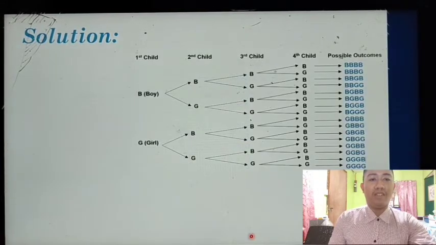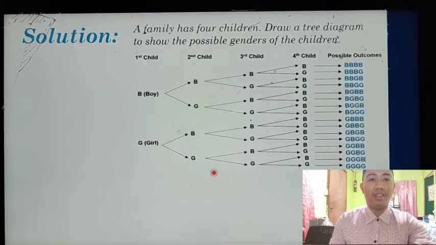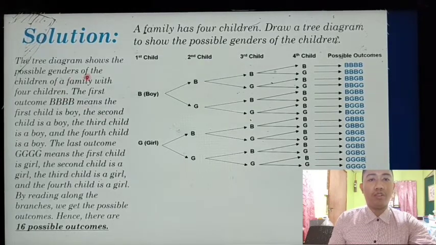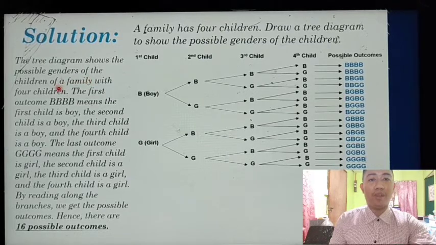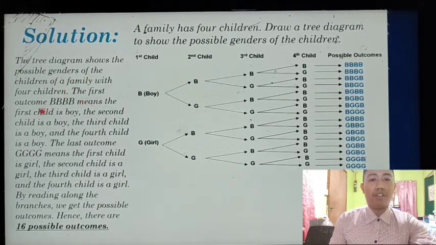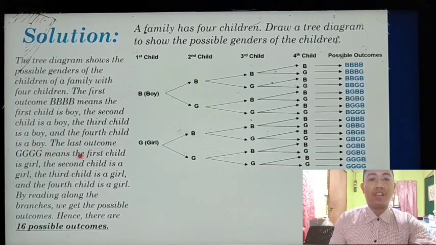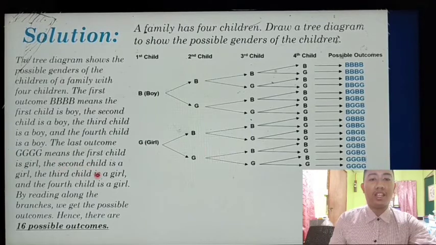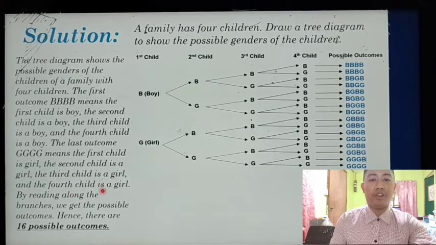In this explanation about the tree diagram, it shows the possible genders of the children in a family with 4 children. Again, the first outcome, boy, boy, boy, boy, means the first child is a boy, the second child is a boy, the third child is also a boy, and the fourth child is also a boy. The last outcome, G, G, G, G, means the first child is a girl, the second child is a girl, the third is also a girl, and the fourth is a girl also.